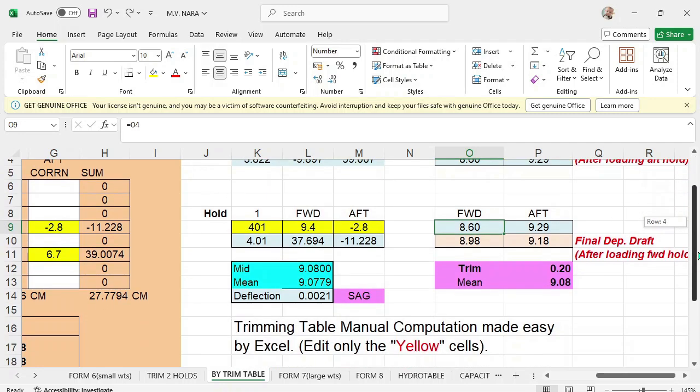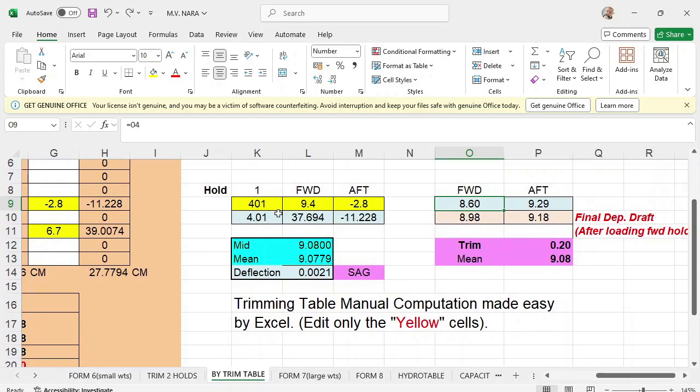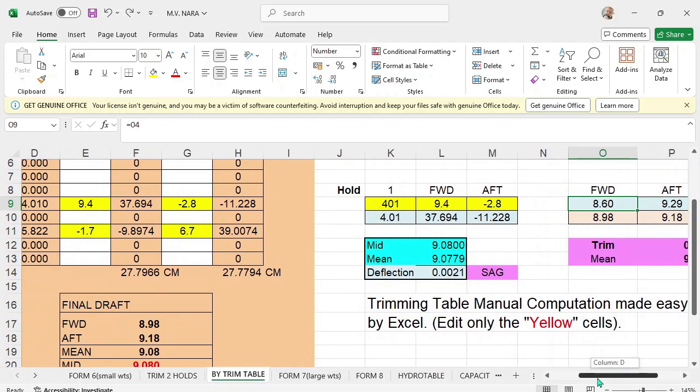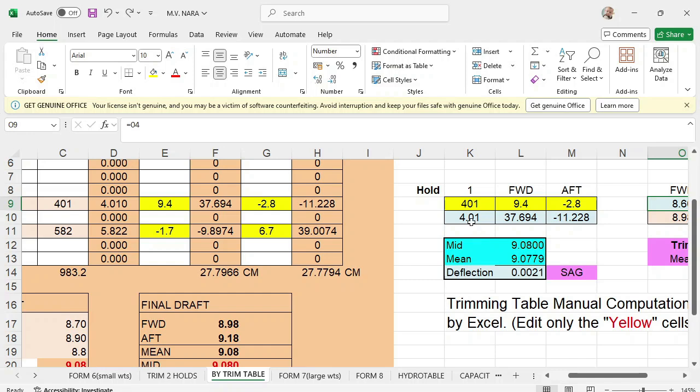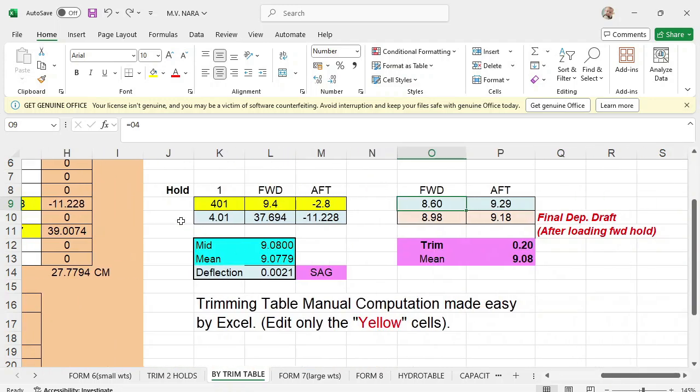Then you load in number 1, which is you load of 401. Your forward correction will be 9.4 and up correction will be negative 2.8. Once you have loaded hold number 1 of 401, your final drop will be 9.98 and your up drop will be 9.18. Your trim is 20 and mean is 9.08 and your deflection is 0.